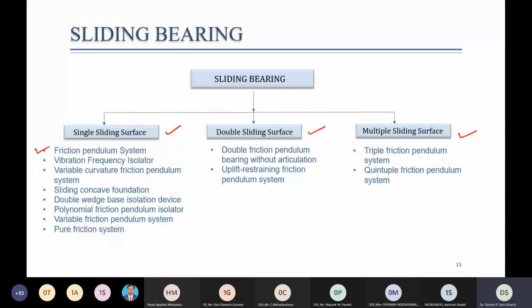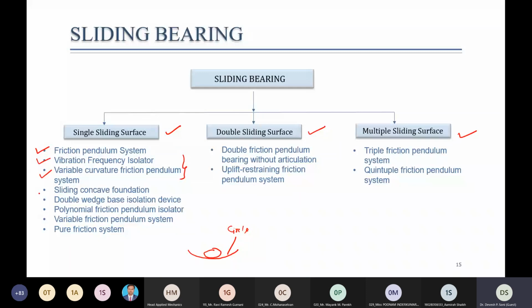The one is friction pendulum system. Okay, many of us might have seen the friction pendulum system. It has one concave surface and there is one slider which slides on the concave surface. Then variable frequency isolator, variable curvature friction pendulum system. Both of these are similar to the friction pendulum system, but the sliding geometry is different. In friction pendulum system, the sliding geometry is described by a circle, right? Whereas in variable frequency isolator and variable curvature friction pendulum system, the sliding geometry is non-spherical. It is described by some other mathematical function. Okay. Otherwise, all the things are the same.